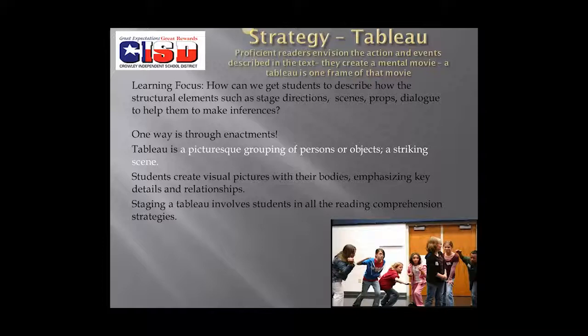Tableau is a picturesque grouping of persons or objects. It's a striking scene. Students work together to create visual pictures with their bodies, emphasizing key details and relationships. Staging a tableau involves students in all the reading comprehension strategies.